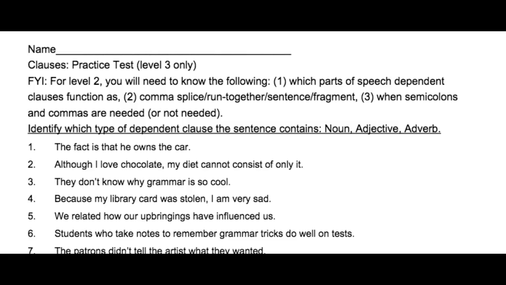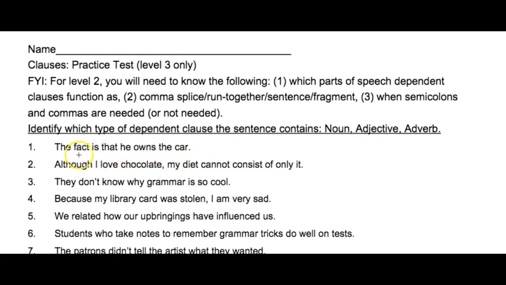I'm going to talk you through how to do some of the level 3 tasks that you have to do for the clauses assessment. So I'm going to walk you through how to think through some of this stuff. First of all, identifying which type of dependent clause the sentence contains. They can be nouns, adjectives, or adverbs. And so the first thing you have to do is find a dependent clause.